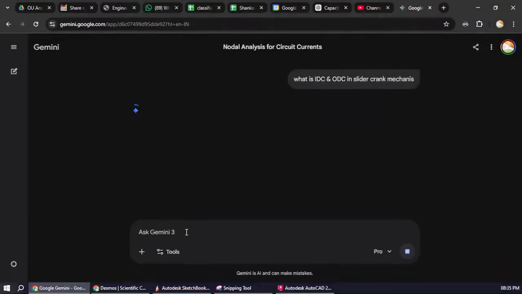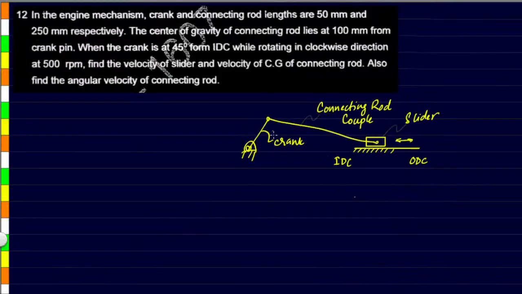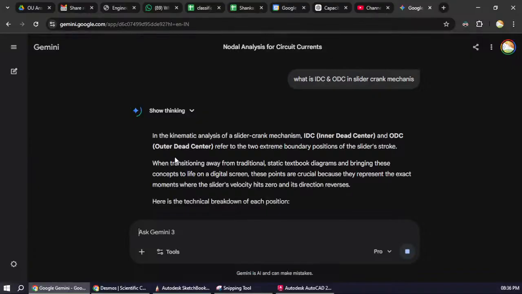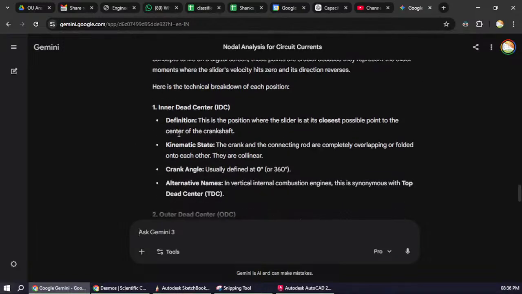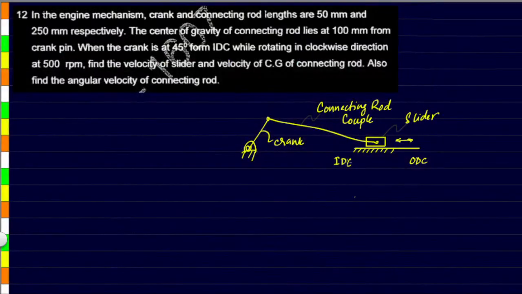Having clarity about this is very essential, because when we look at it from the crank point of view, the crank is at inner dead center over here. When the crank is on the inner side, the piston is on the extreme side. So let's quickly clarify. Inner dead center and outer dead center are the two extreme boundary positions of the slider stroke. Inner dead center is the position where the slider is at the closest possible position to the center of the crank. So whatever definition I have given is correct.